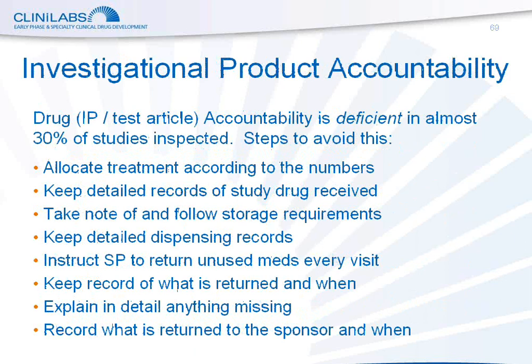The investigational product accountability, or drug accountability, or test article accountability, has been found to be deficient in almost 30% of studies that the FDA has inspected. These are some of the suggestions on how to prevent this. Allocate the treatment according to the numbers, keep detailed records, take note and follow storage requirements, keep detailed dispensing records, instruct the study participant to return unused medication, keep records of what's returned, explain in detail anything missing, and return what is unused to the sponsor.